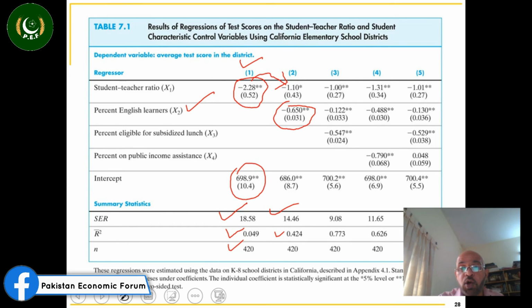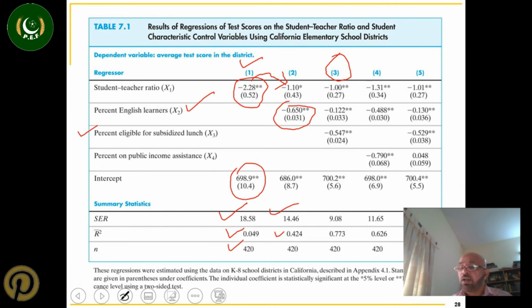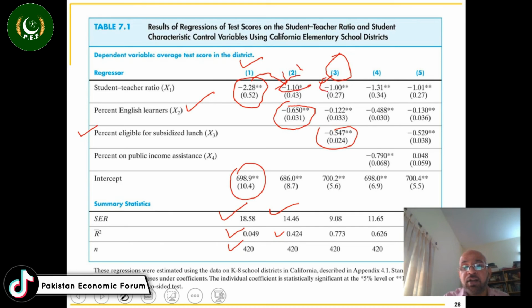In model 3, we have the percentage eligible for subsidized lunch, that is the income status of parents, on the basis of which it is decided whether they will get lunch or not. This is basically affecting test score due to outside learning opportunities. You can read more from chapter 7 of the book. So we have included this one, and there is not much difference between the coefficient of this one and this one in models 2 and 3.